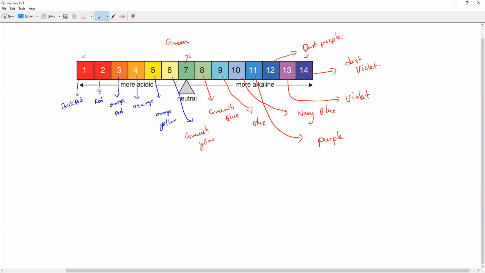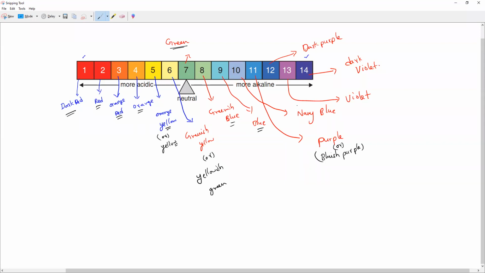Okay. Suppose in some places they will ask you for other names. Dark red, red. Next one, orange red. Next, orange. Next one, orange yellow, or you can say simply yellow. Okay, next. Yellowish green or greenish yellow. Both are the same. Again, don't get confused. Next, the seventh one is what? All of you, green. Next one is greenish blue. Next one is blue. Next one is purple. The purple color we can also call bluish purple. Both are the same.